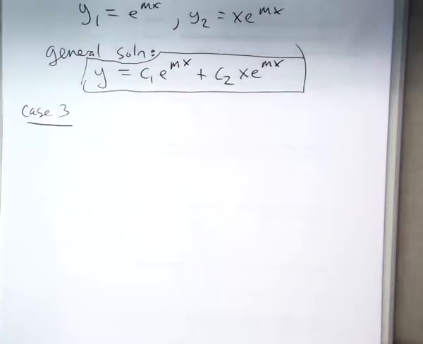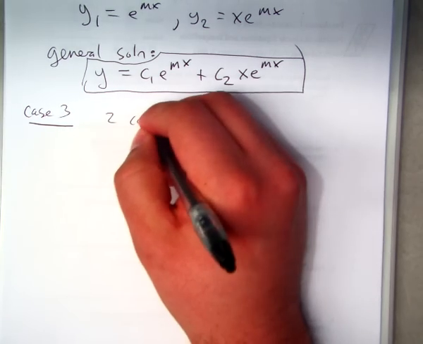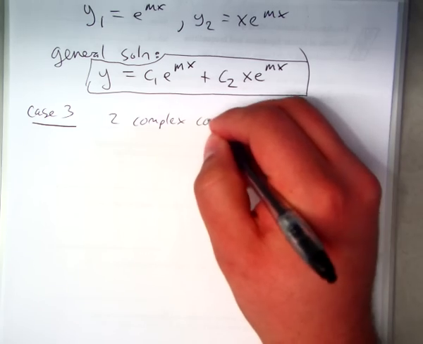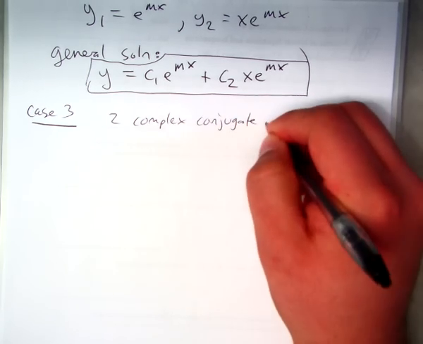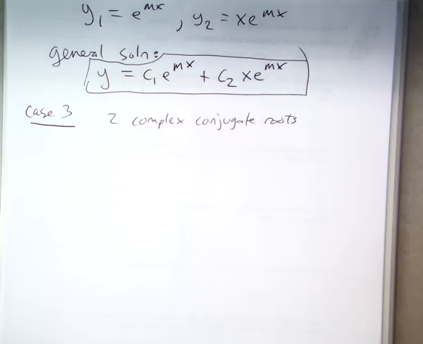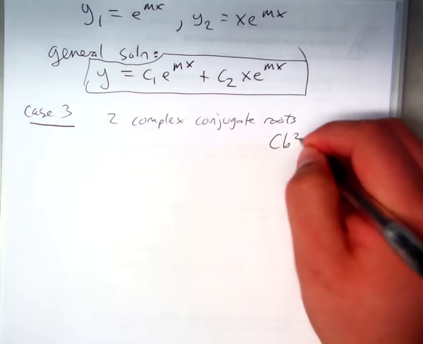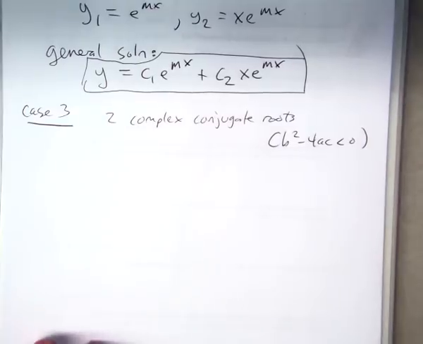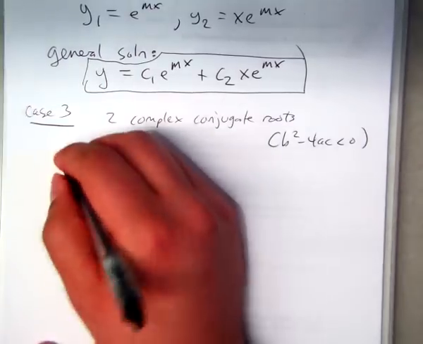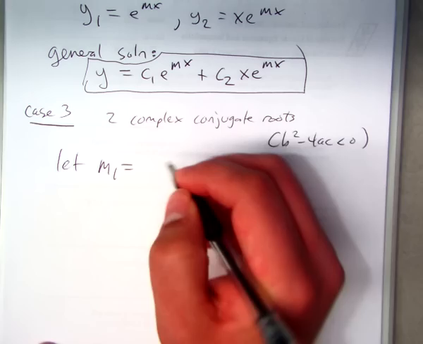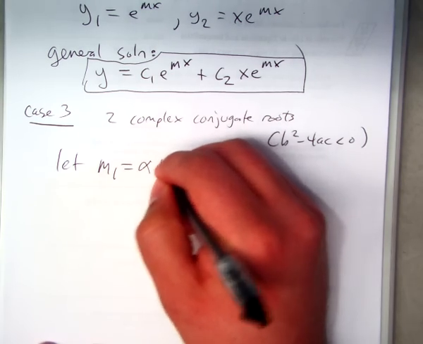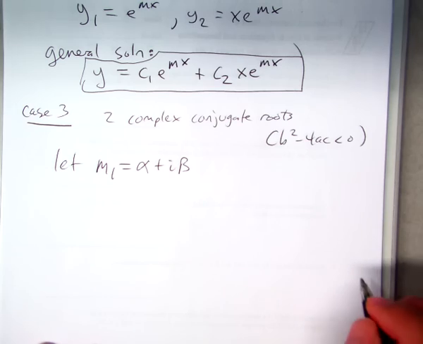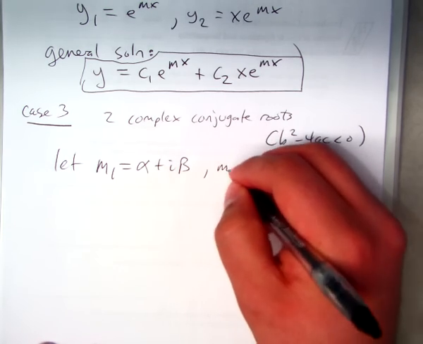Either two real roots, one real root, or what's the last case? Two complex roots, and they happen to be conjugates, right? So that's where the discriminant is less than 0. So let's let our first root be alpha plus i times beta. And we'll let m2 be its conjugate.